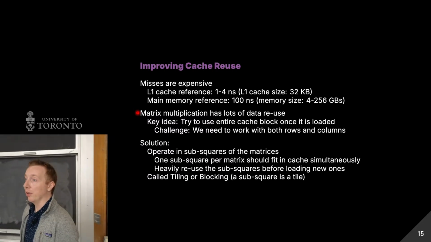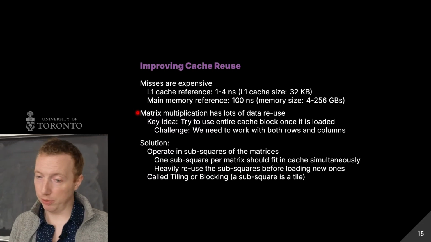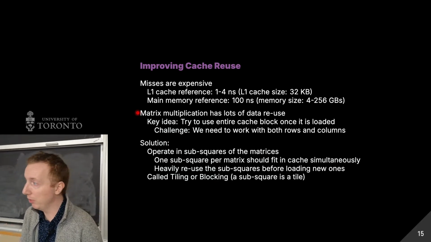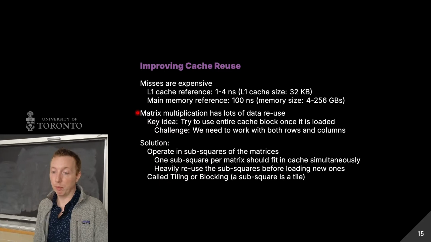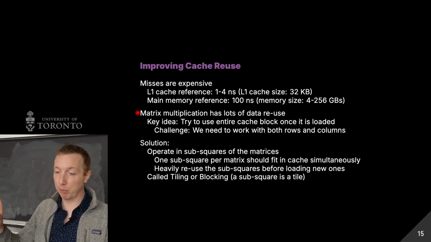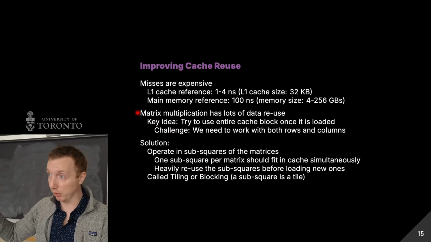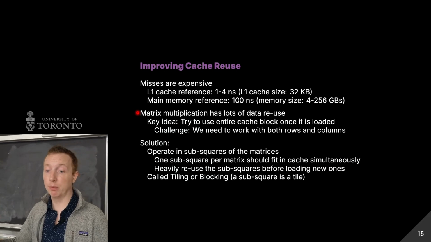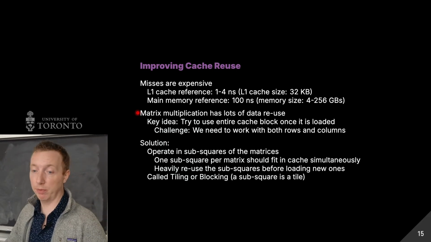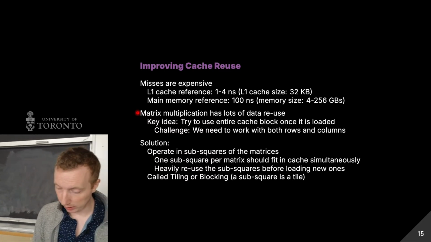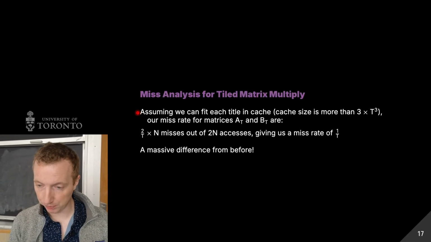So some solution which might apply to some of your labs is you can operate in little subsquares of matrices. The idea here is just to have one subsquare per matrix that fit in cache simultaneously. And then you're actually heavily reusing all the subsquares before loading new ones. And this is called tiling or blocking, however you want to refer to it.